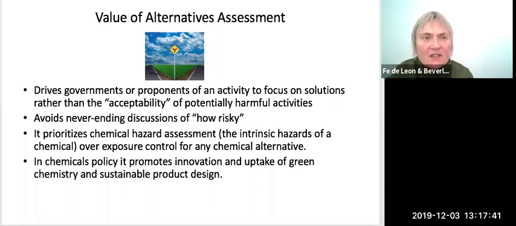The value of alternatives assessment, just again to bring this back to an important point, is that it does drive a focus on solutions rather than never-ending discussions of how risky and how much can we reduce the risk. It really is about jumping to an innovative green chemistry future of inherently safer chemicals. And it does prioritize chemical hazard assessment over exposure control for any chemical alternative. And in many ways, as we see further on in the next slide, it does promote innovation and sustainable product design. So just to leave you with that really important value of alternatives assessment.